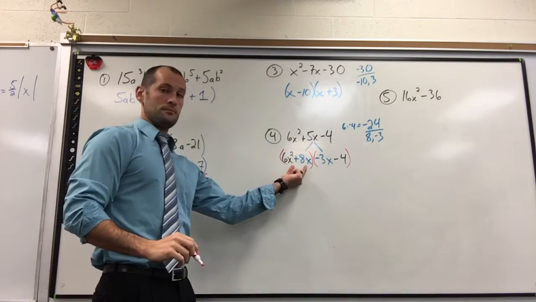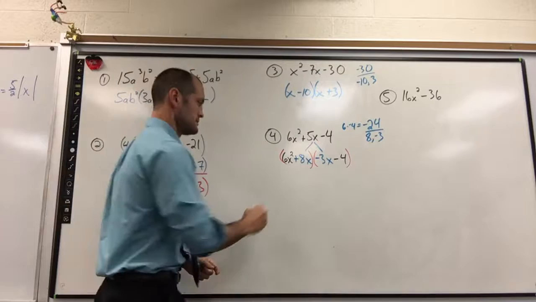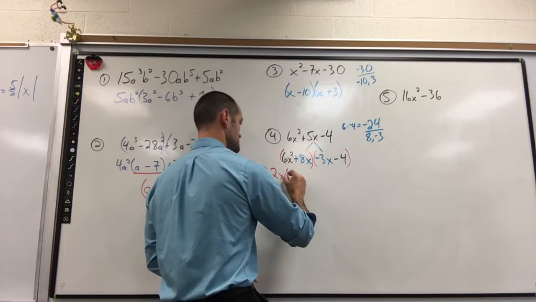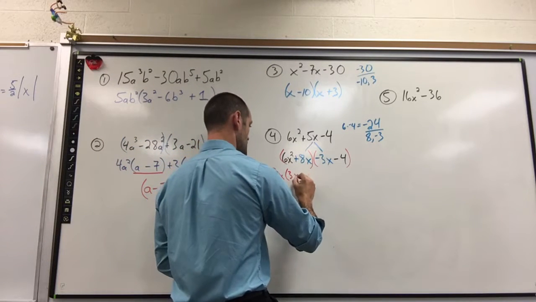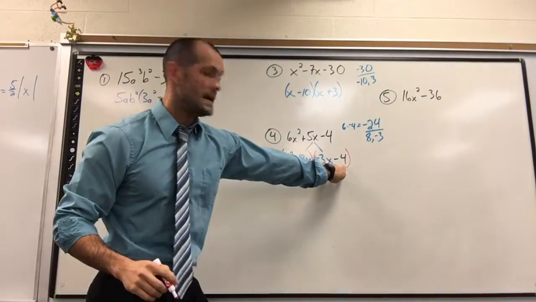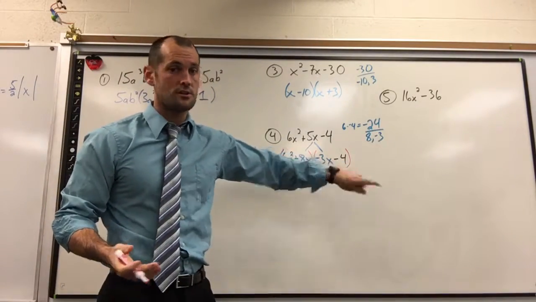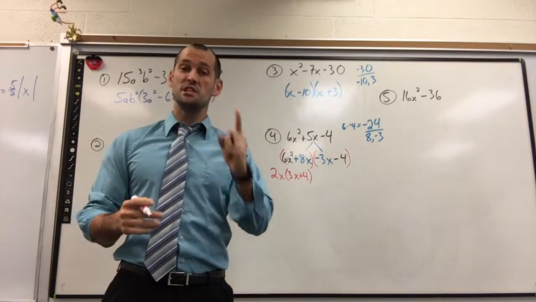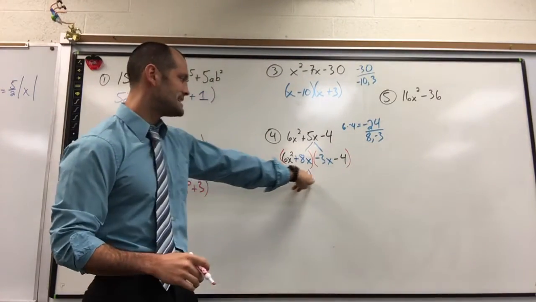I look at my front group. Their GCF is 2x. I pull the 2x out. We're left with 3x plus 4. Now looking at the back group, it doesn't appear as if they have a GCF other than 1. Now 1 is the GCF, but I need to get identical quantities.